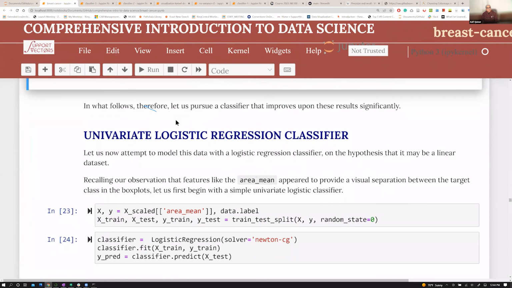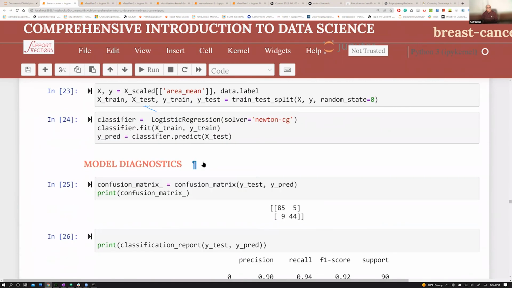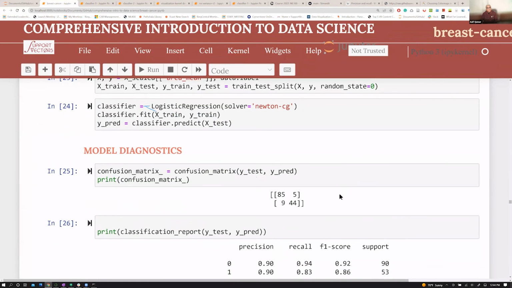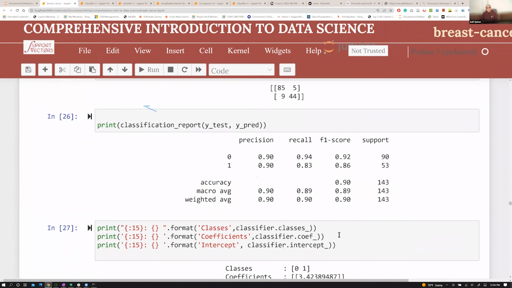Let's take only one predictor. We took area mean. And please play around with different ones that you learned and see what happens. When you take area mean, out of those many cases, you get a very small number of errors, 9 plus 5. And what does it say? F1 score is 92% for 0, and for this 86%.